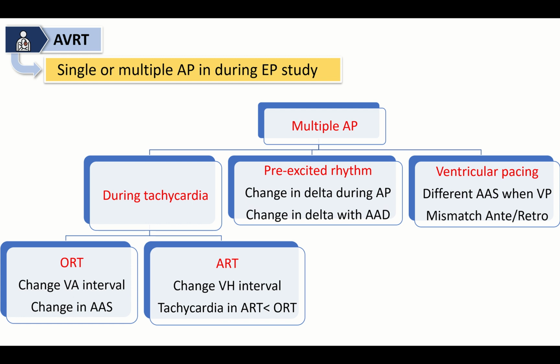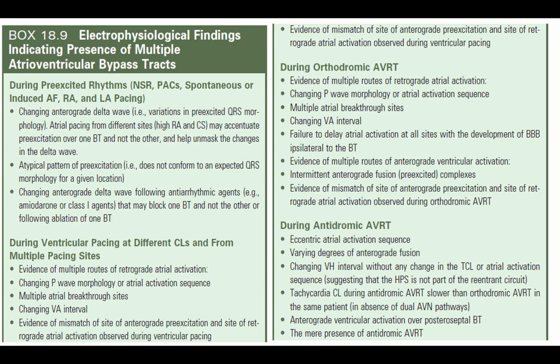What about the pre-excited sinus ECG? How do we know multiple accessory pathway? It is a change in delta wave during atrial pacing or during using multiple anti-arrhythmic drugs. But in ventricular pacing, you should appreciate different atrial activation sequence, or mismatch between antegrade conduction, ventricular insertion, and retrograde conduction, atrial insertion, to confirm multiple accessory pathway when you pace from ventricle.